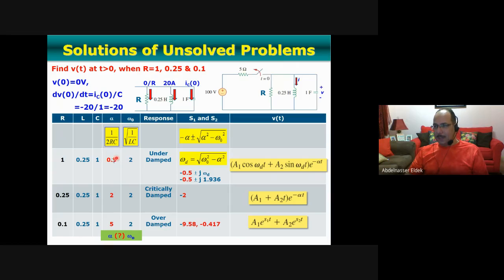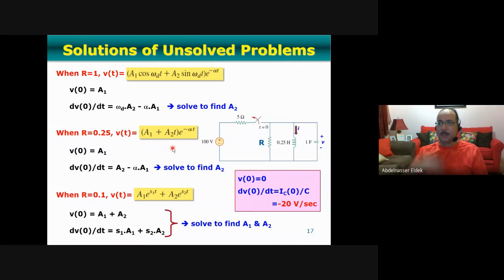Here, when alpha is less than omega, it is underdamped. This is the equation for the voltage. When they are the same, 2 and 2, this is critically damped. When it is more, this is overdamped, and this will be the equation. You need to calculate S1 and S2 using this equation here. Then you use the initial conditions to calculate A1 and A2 using the ready equations which I prepared in the handouts here.